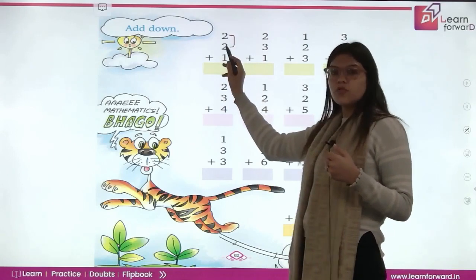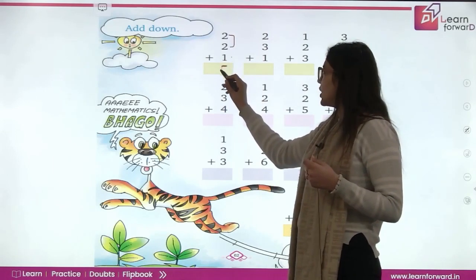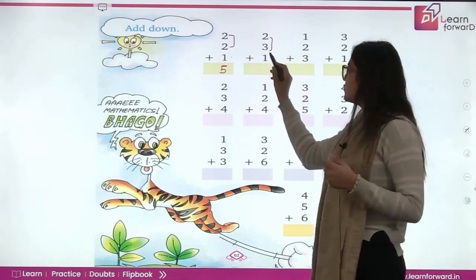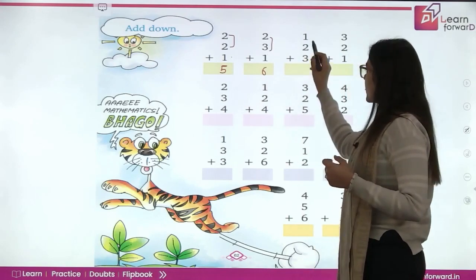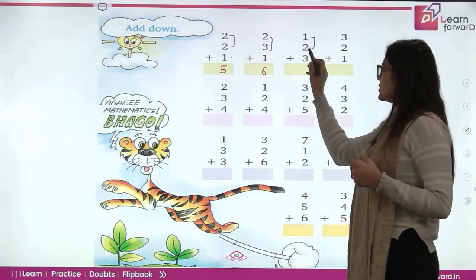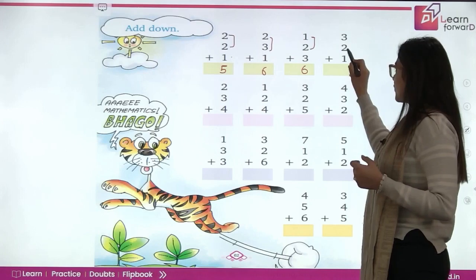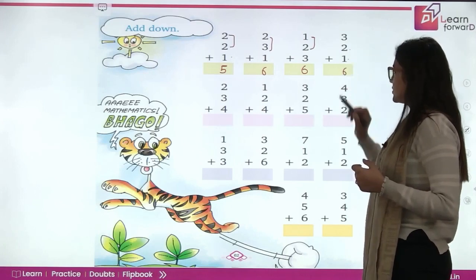2 plus 2 is 4. 4 plus 1 is 5. So answer is 5. Now 2 plus 3. 2 plus 3 is 5. 5 plus 1 is 6. Now 2 plus 1 is 3 and 3 plus 3 is 6. 3 plus 2 is 5. 5 plus 1 is 6.